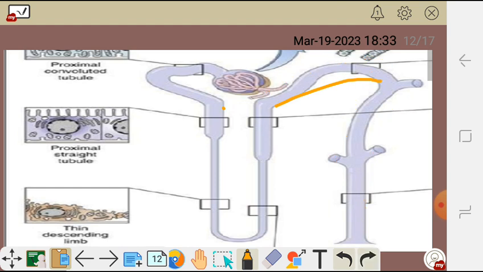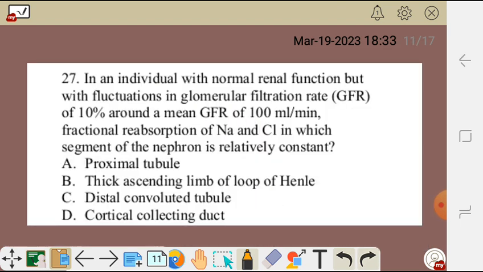Hormones such as ADH and aldosterone affect these segments here. We also have angiotensin which also affects here, but what the question is asking is that the reabsorption of sodium and chloride will be relatively constant in the proximal convoluted tubule. So question 27, the answer is A.